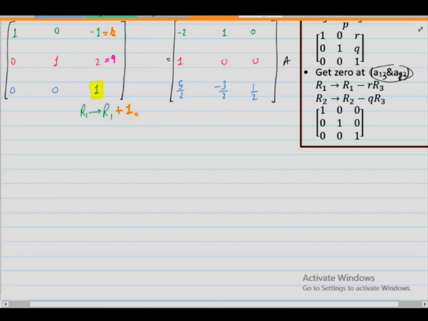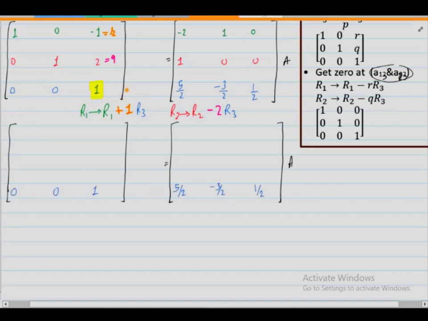So it will become plus 1 R3, and the next operation should be R2 gives R2 minus Q, or we can say 2 R3, right? In both processes, our third row will be as it is. So let's write it down as it is.